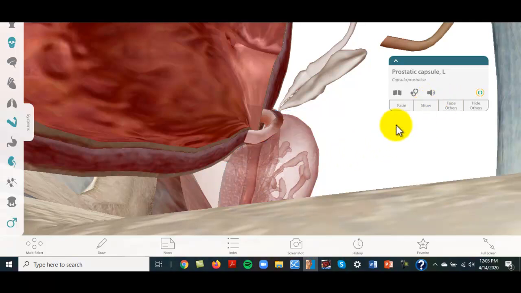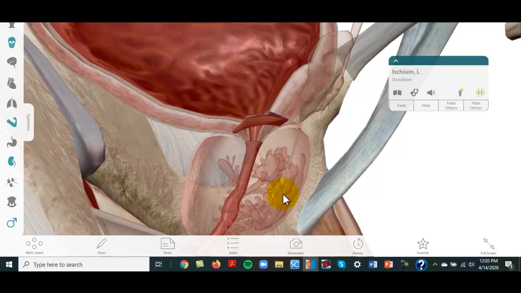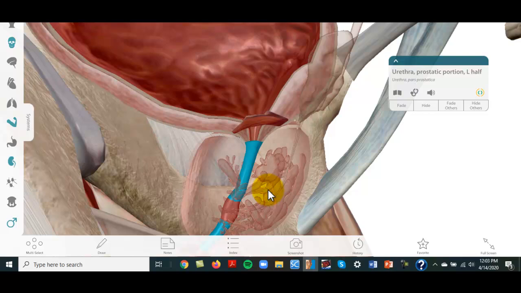I'm going to take away the prostate, and this is the other half of the prostate. And then you can see it. Let me take away the ischium. There it is, right there. It says the urethra, the prostatic portion. There's actually a membranous, the prostatic. Well, there's the membranous. There's a prostatic portion, and then there's the penile urethra.